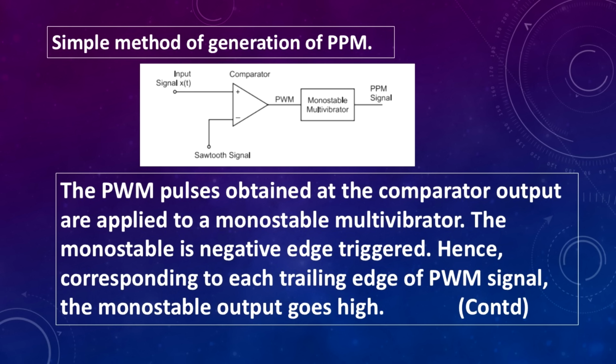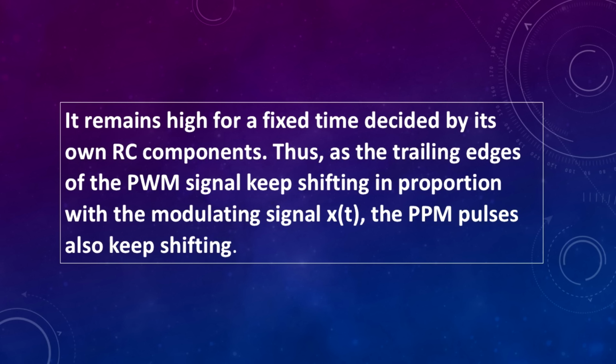Simple method of generation of PPM. The PWM pulses obtained at the comparator output are applied to a monostable multivibrator. The monostable is negative edge triggered. Hence, corresponding to each trailing edge of the PWM signal, the monostable output goes high. It remains high for a fixed time decided by its own RC components. Thus, as the trailing edges of the PWM signal keep shifting in proportion with the modulating signal x(t), the PPM pulses also keep shifting.